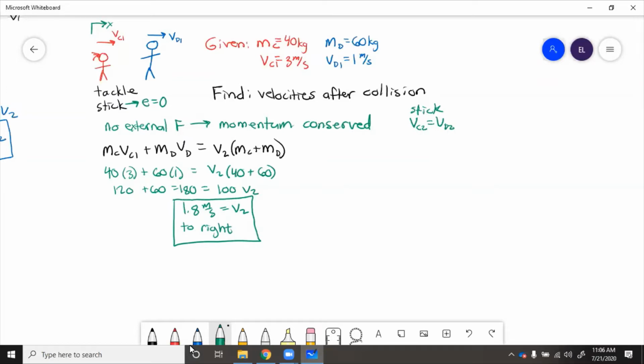So to recap, we were given initial masses and velocities and told that this is a plastic collision. So then we know that since there are no external forces, momentum is conserved. And since it is a plastic collision, final velocities are the same. So we just wrote out conservation of momentum, plugged in the numbers, and solved for the unknown velocity.